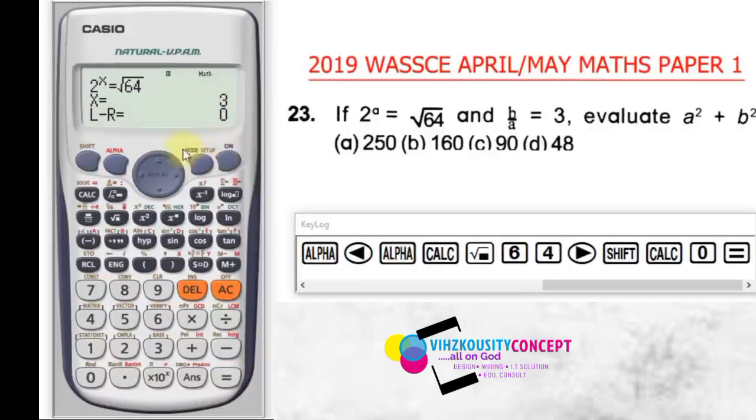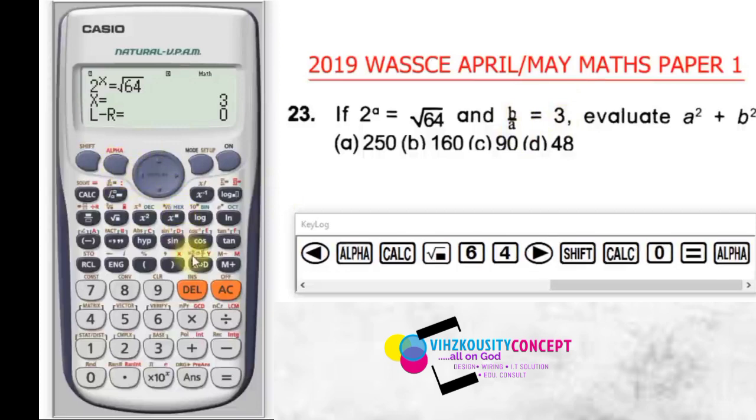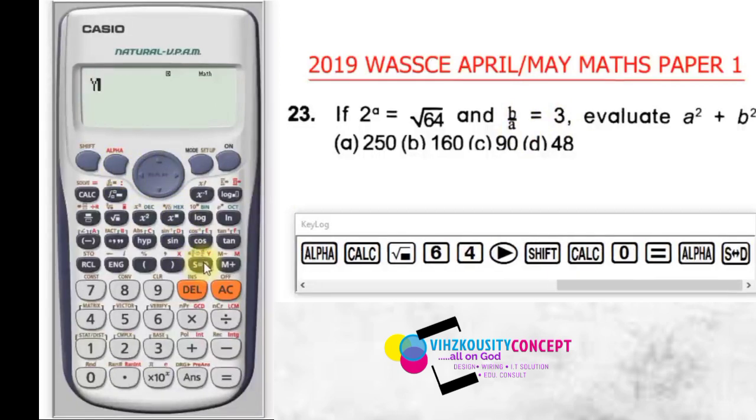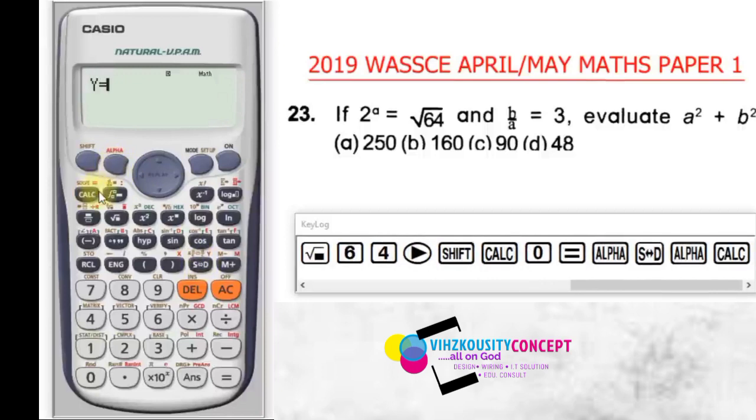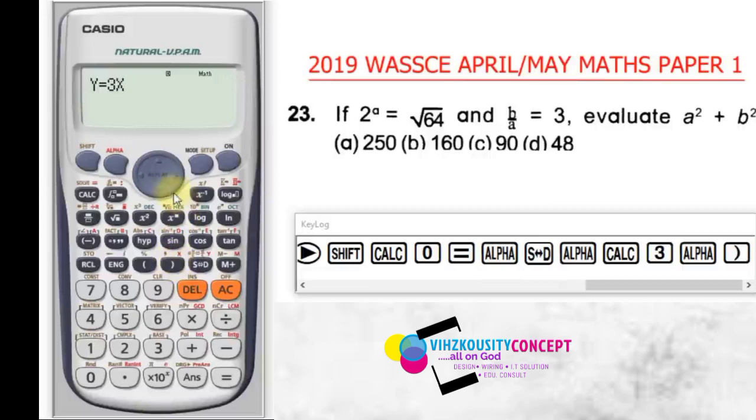Now you can see that I use the shift calc to evaluate the value of X. But how do I get my Y, or my B is equal to 3A, or Y is equal to 3X? This is how I'm going to do that. I'm going to write another equation, alpha S-D button, that is Y, that is equal to 3x. But now I'm not going to solve for this function. I'm only going to calculate, because already the calculator is retaining the stored value of the x that we have just evaluated, and so it will use that to compute the value of y.